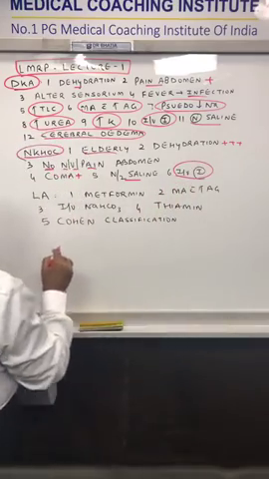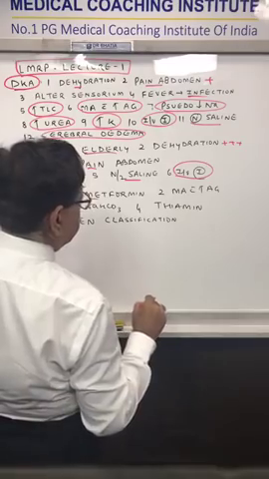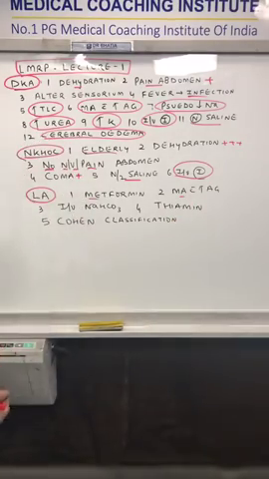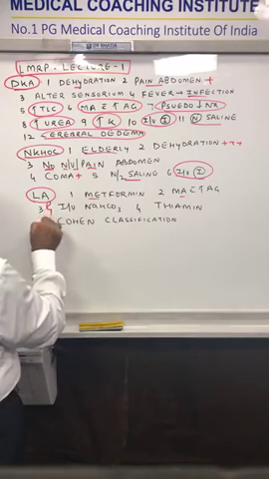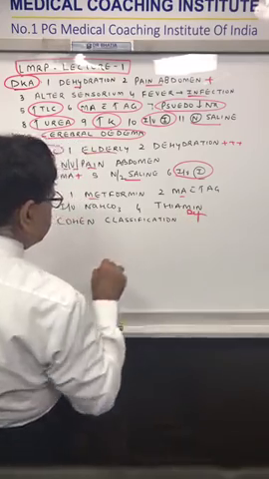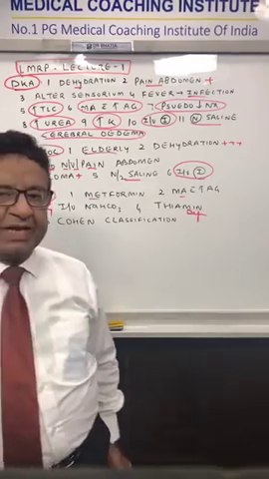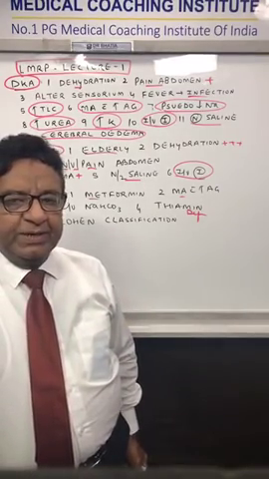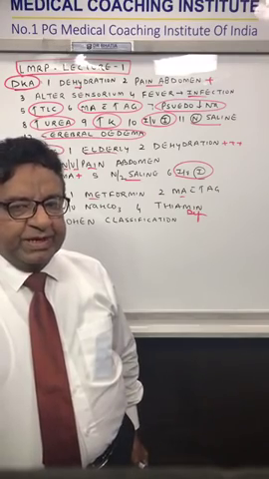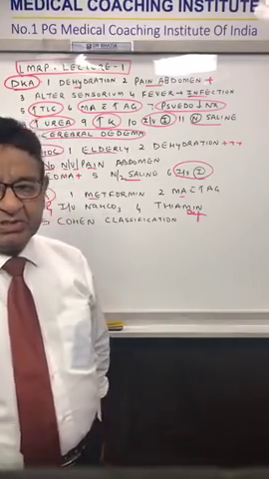Lactic acidosis, more common in metformin therapy. Metabolic acidosis with increased anion gap. Treatment is IV soda bicarb. Thiamine deficiency can also lead to lactic acidosis, and Cohen's classification is done. Those of you who are writing, I give you a few seconds more to write down. Otherwise, you can see again after this lecture.